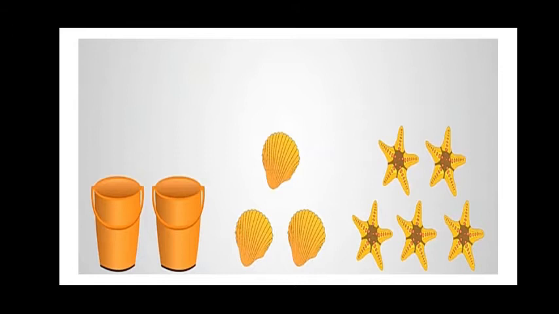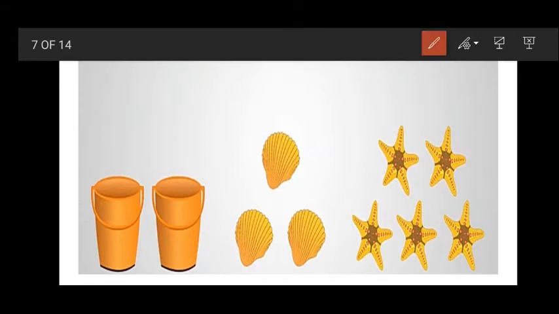See here, what can you see here children? Bucket, seashell and then starfish. So shall we count how many buckets we have here? Yes, 1 and 2. Now we'll count how many shells we have. 1, 2 and 3. There are 3 shells. Now we'll see how many starfish we have. 1, 2, 3, 4, 5. There are 5 starfish.